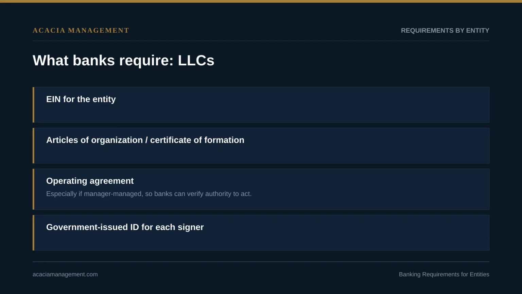For an LLC, banks typically require the EIN for the entity, the Articles of Organization or Certificate of Formation, the operating agreement, particularly if it's manager-managed, since banks want to verify who has authority to act, a government-issued ID for each person with signing authority, and in some cases, a resolution authorizing the opening of the account.